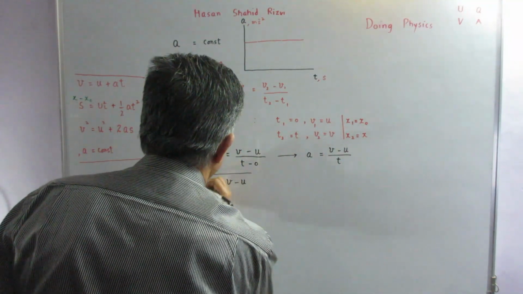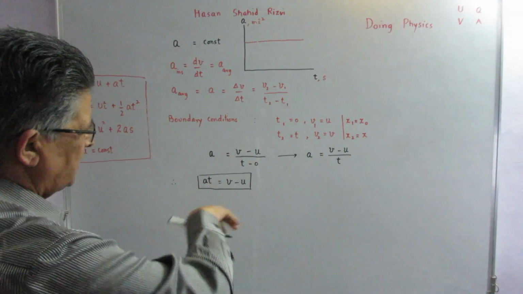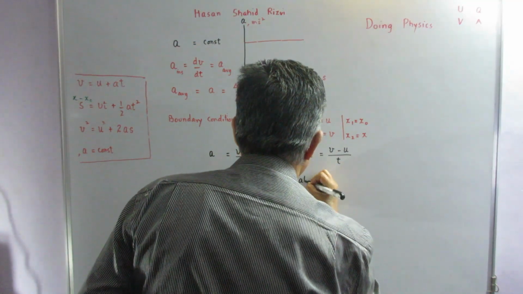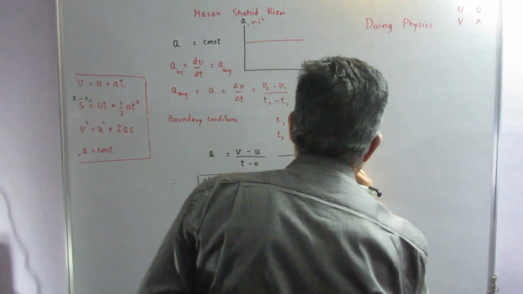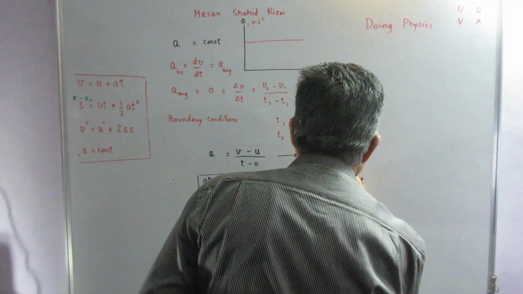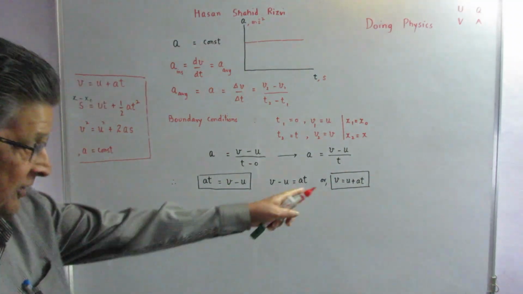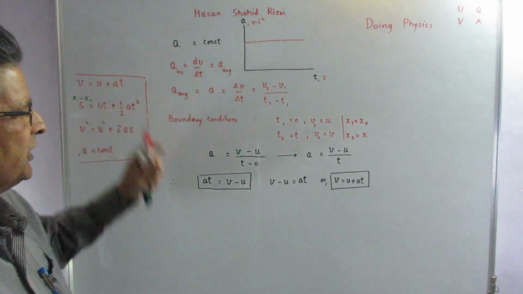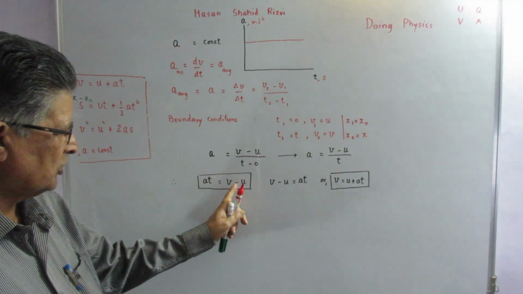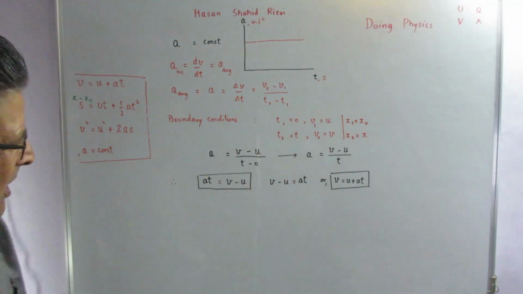Or I can write from here, just taking the terms from left to right and right to left, we change like this and we rearrange the term. V minus u is equal to at, it's better. Or I can write that v is equal to u plus at. The first equation of motion, simple motion, but accelerated motion, v is equal to u plus at, has been derived. Okay. Now, I can write this, as I said, that this is at is equal to v minus u. So I can also say these things, set of equations I can recall any time.